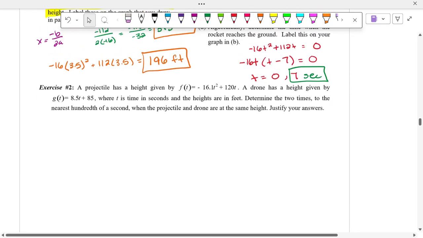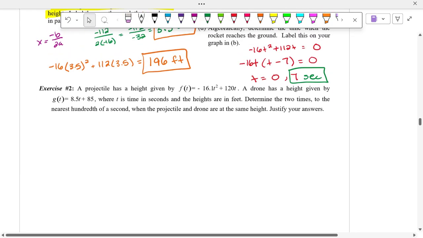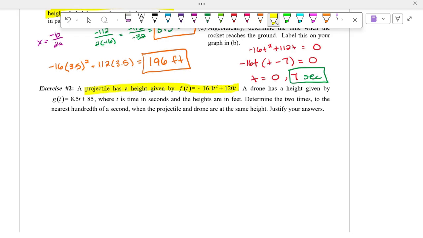Now, let's look at exercise 2. So a projectile has a height given by this function right here. A drone has a height given by this function. So if t is time in seconds and the heights are in feet, determine the two times to the nearest hundredth of a second that the projectile and drone are at the same height.